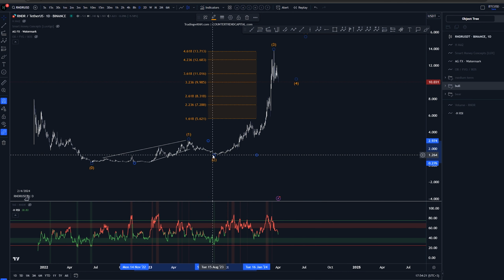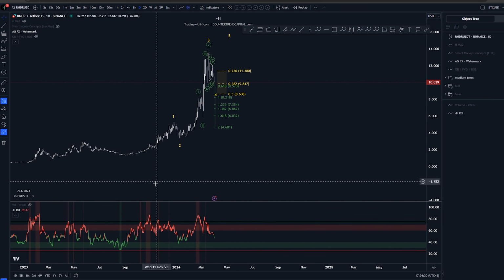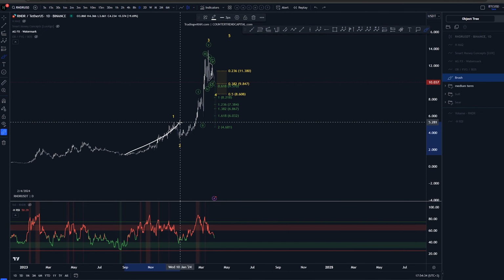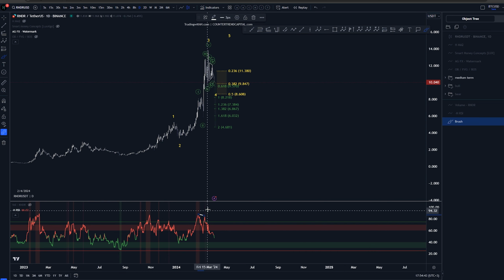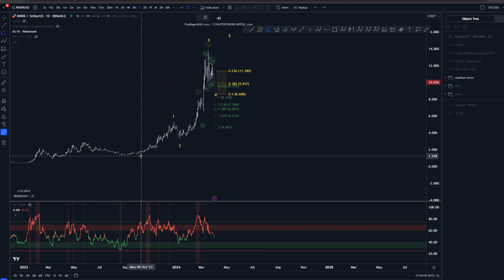Starting the count from these lows that we had in August 2023, let's take a look at what we have. Starting on the daily time frame, we can see on RSI we have a pivot, and that is our wave 1-2. We have another wave 1-2 here, which is kind of weird looking since we already have a divergence on wave 1 against wave 3. That is kind of weird in my opinion.